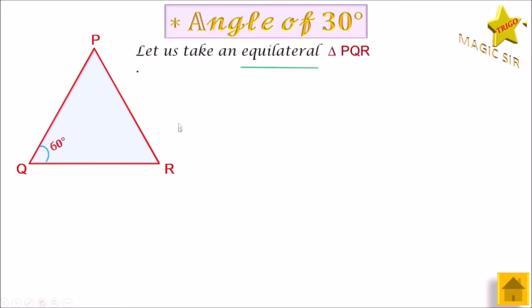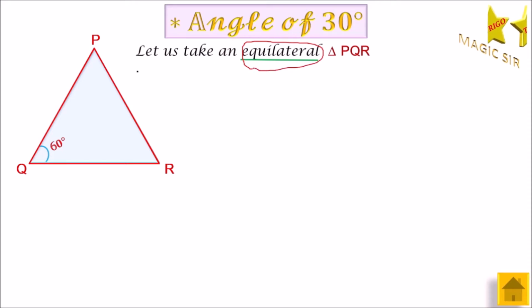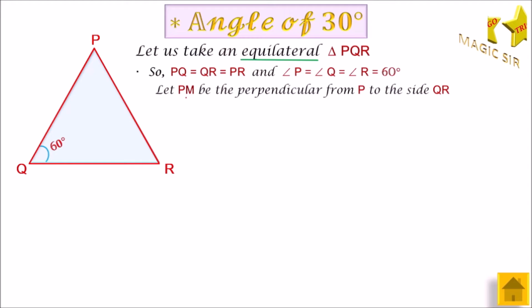Look at the figure. Triangle PQR. Let us take an equilateral triangle PQR. So the three sides of the triangle and three angles of the triangle are equal. So PQ equal to QR equal to PR, and angle P equal to angle Q equal to angle R equal to 60 degree. All angles are the same, 60 degree.